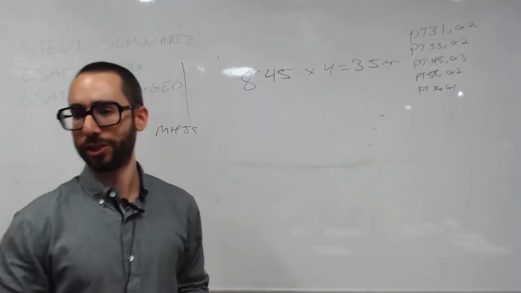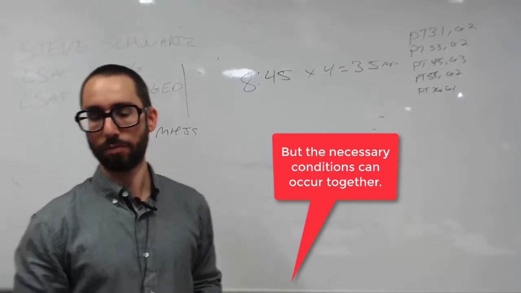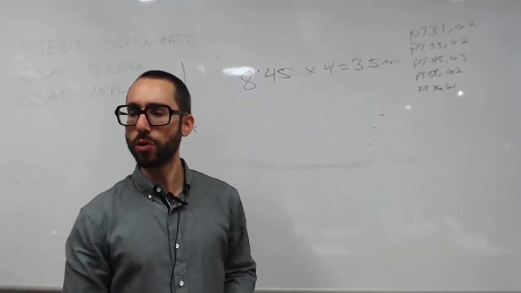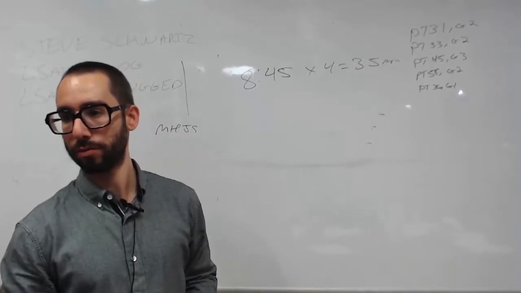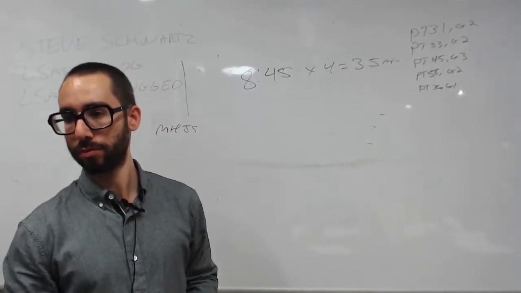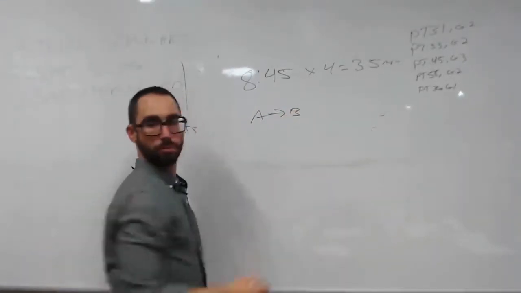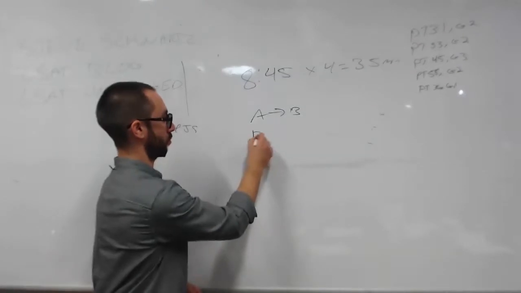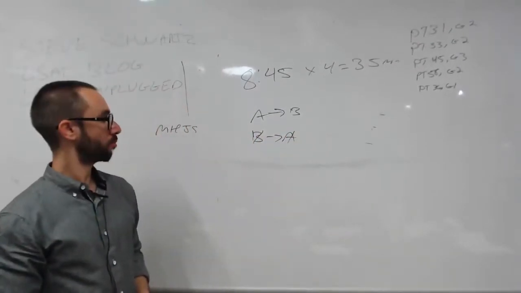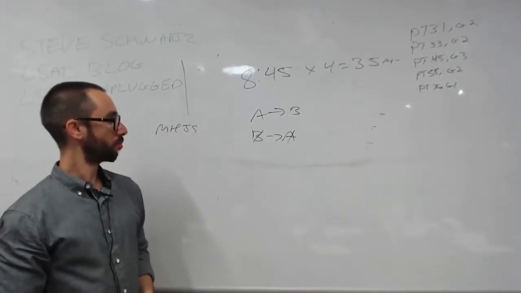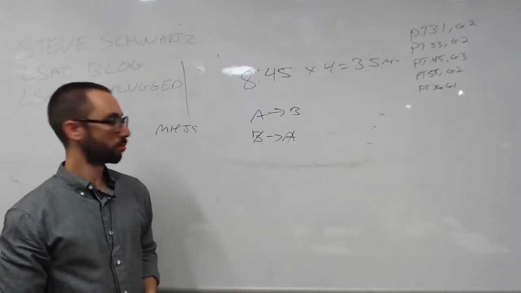The sufficient conditions cannot occur together. Right, but the necessary conditions can occur together. Can you elaborate on that? I'm not sure exactly what you mean. So for example, A to B, contrapositive, no B to no A. Right. So A and no B can never occur together, but it's possible for B and no A to occur together.